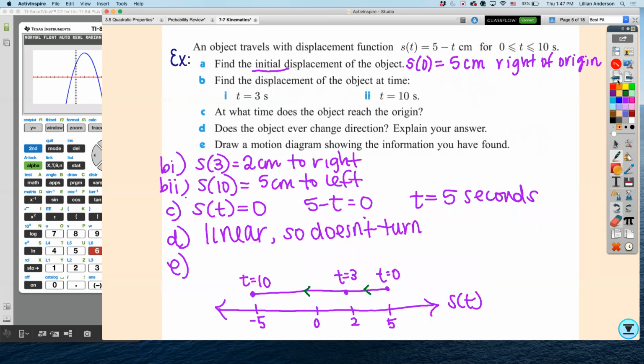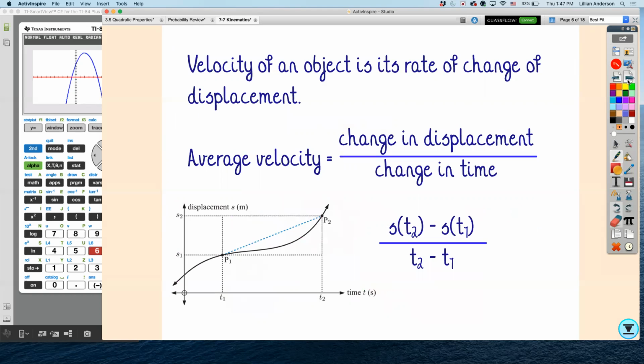Any questions on displacement? Velocity, we know, is the rate of change of displacement, AKA the derivative. You do have average velocity and you also have instantaneous velocity. Average velocity is essentially old school slope, where you're finding the slope between 2 points on average from one time to another time. That's S of T sub 2 minus S of T sub 1, the position at one time minus the position at another time, divided by the change in time.